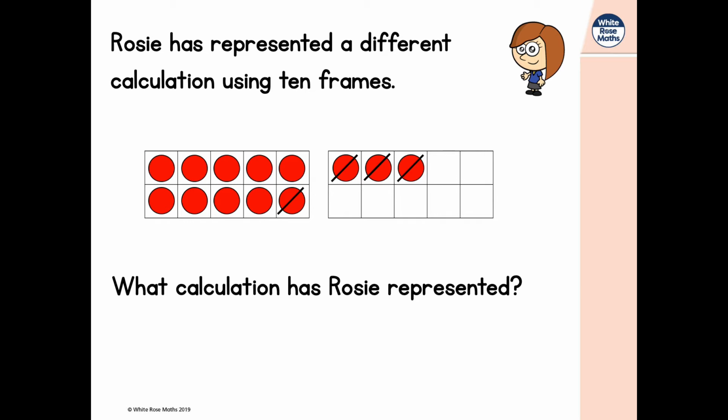Well, how many red counters are there all together? I see one full 10 frame and 3 more. That's 13 red counters. But then she crossed out some of them. How many did she cross out? That's right, 4. Rosie was showing 13 subtract 4.